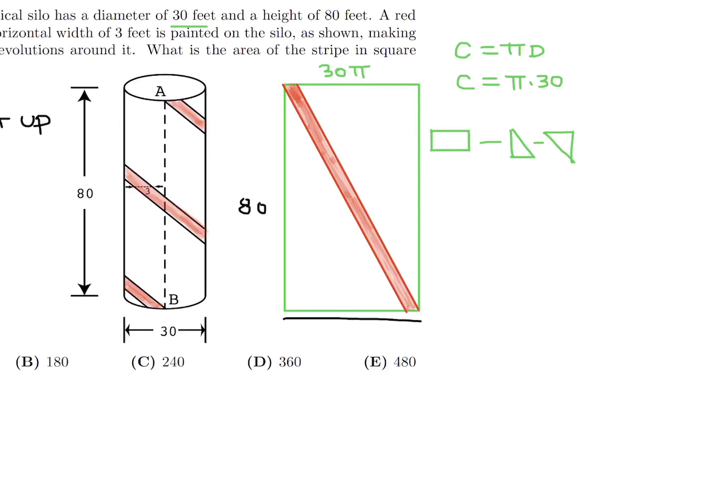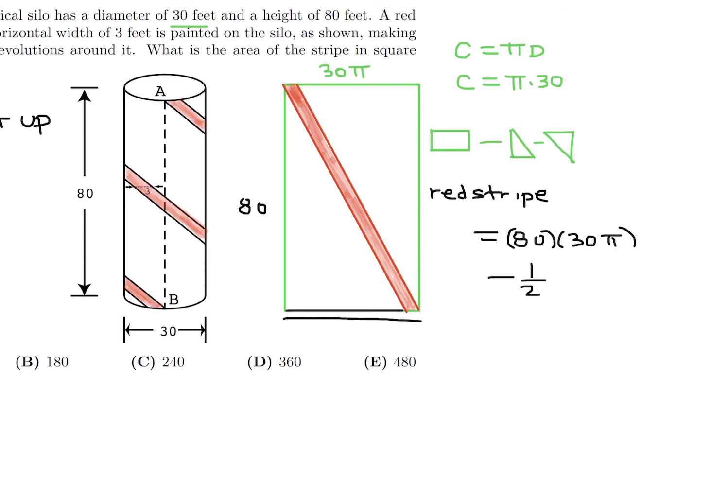So the area of this red stripe is going to be the total area, which is the area of the entire rectangle, which will be length times width, which is 80 times 30 pi, minus the first triangle, which is 1/2 base times height. Now the base is from here to here.